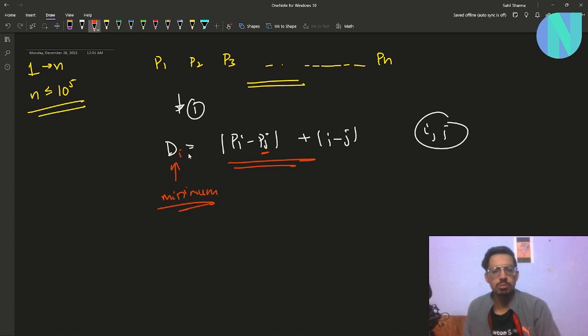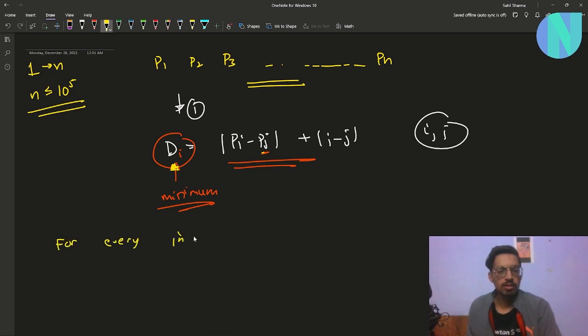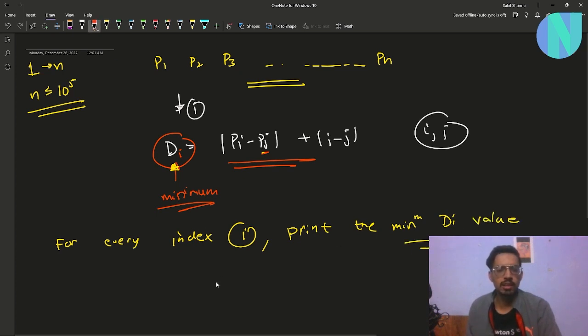Let's call this di. For some index i, we compute d of i as the absolute difference of pi minus pj plus the absolute difference of i minus j, for some index j. So for every index i, we have to find the index j which will generate this minimum di value, and we have to print this di value for every index i. So that is the problem. If I have to write it as a statement, you can say for every index i, print the minimum di value, or basically find the index j which will give us this minimum di value. That is the same thing.